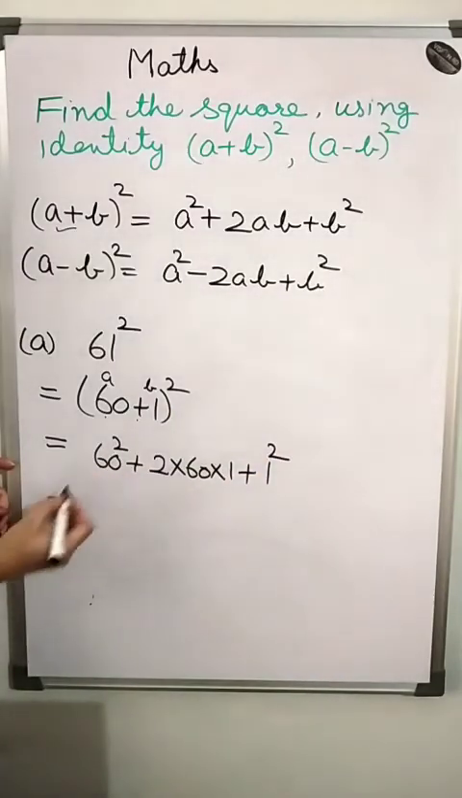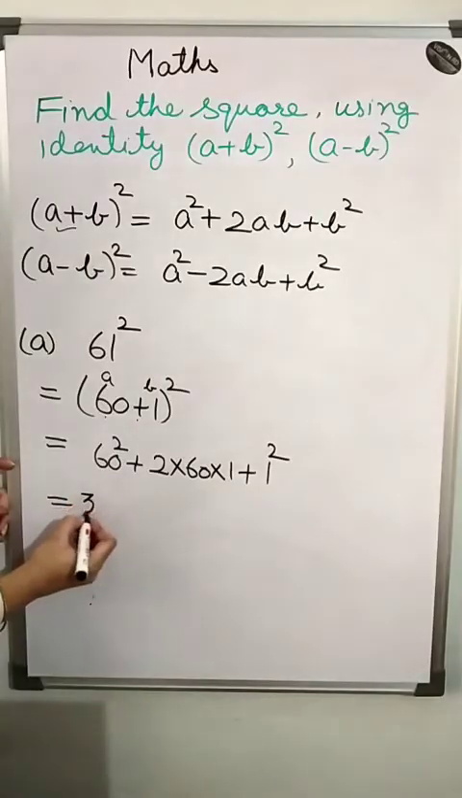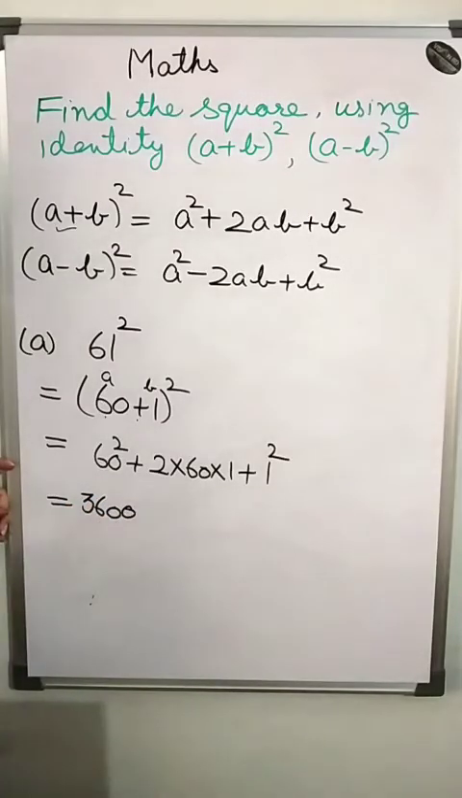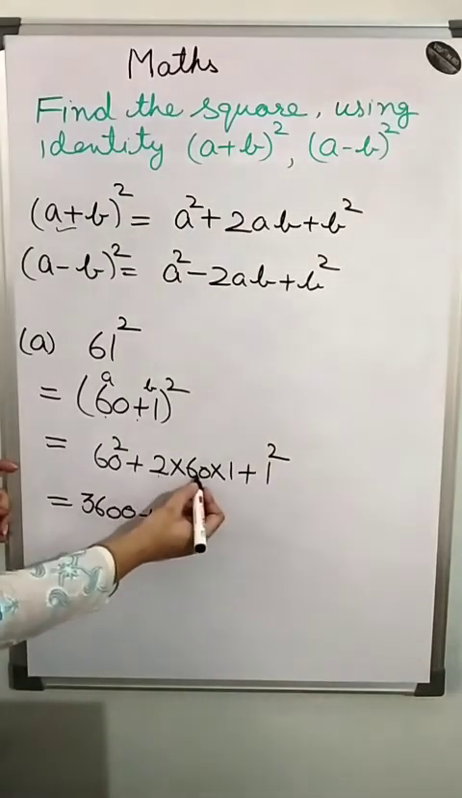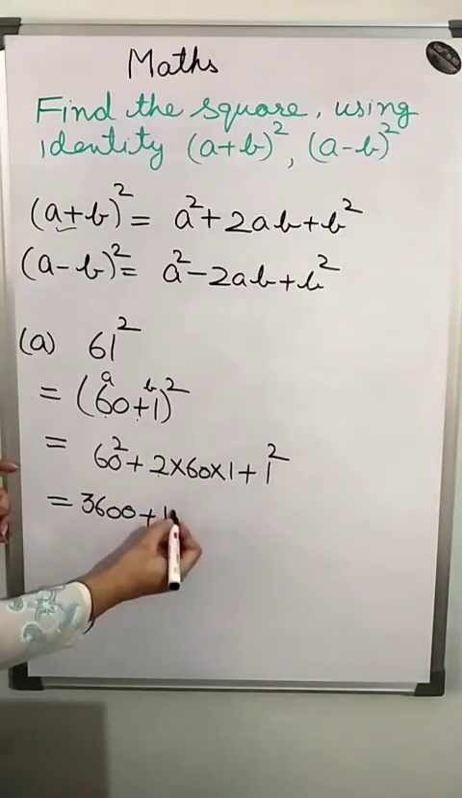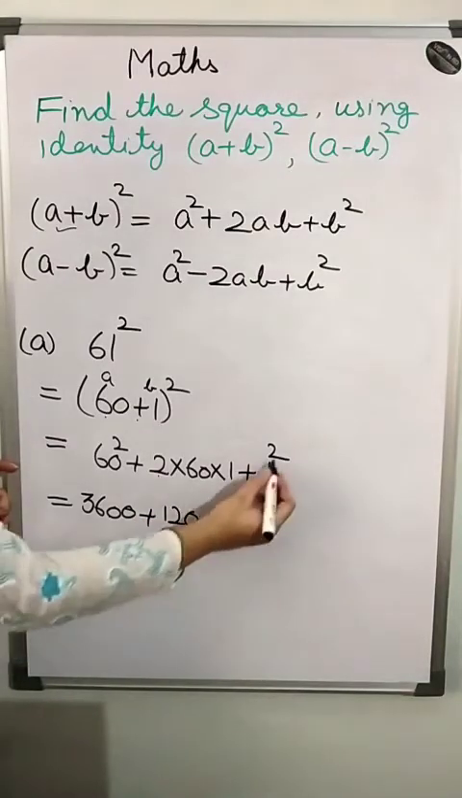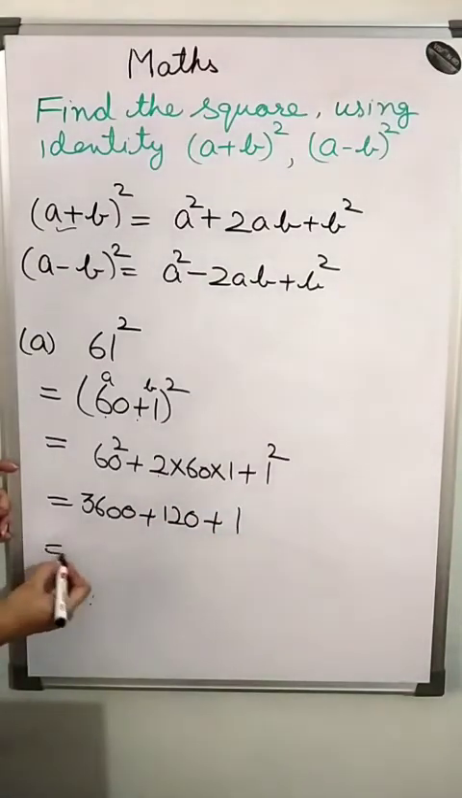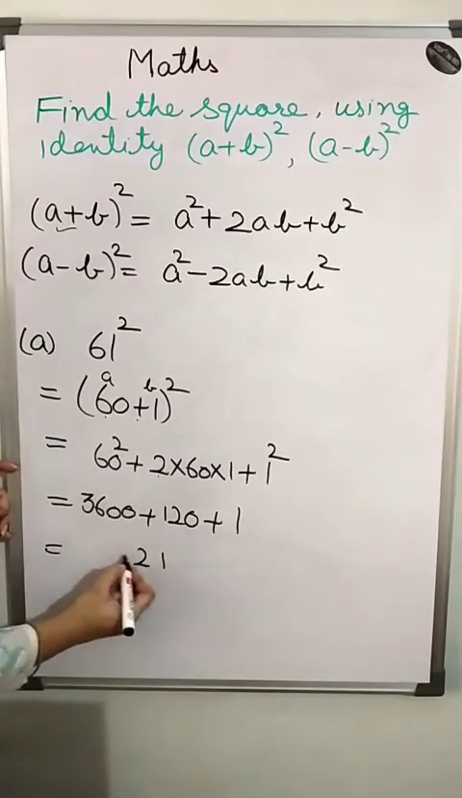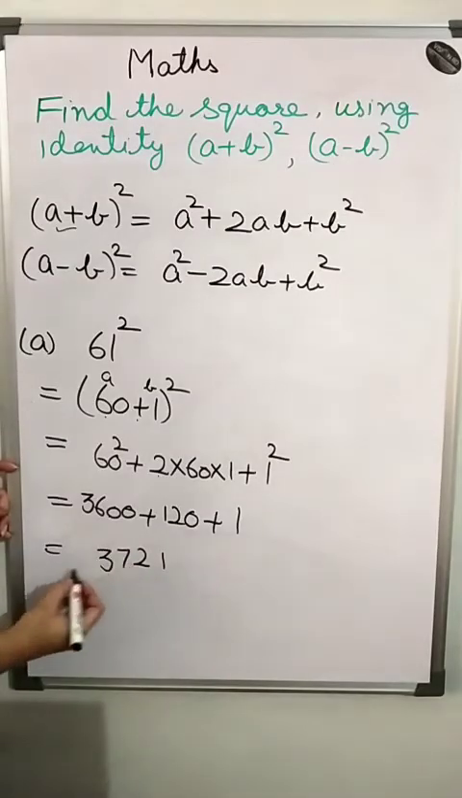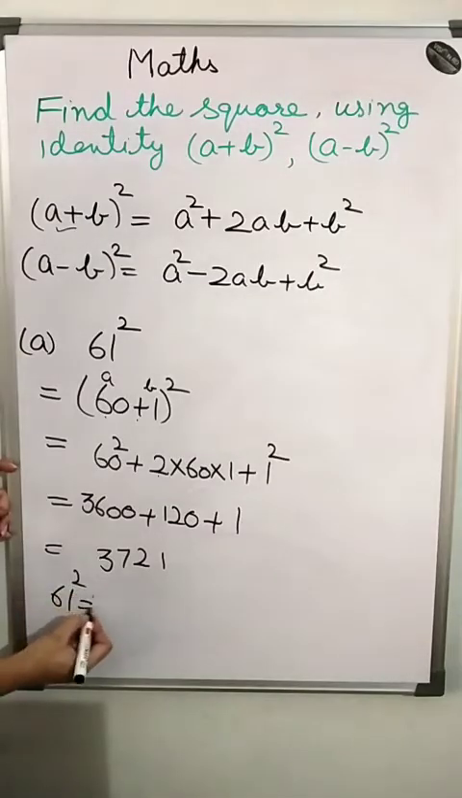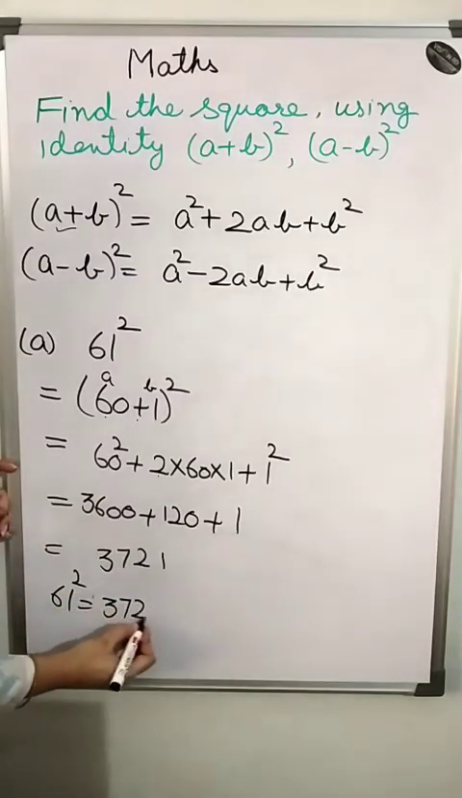60 square, 6 into 6, 36. Then 0, so we put 2 zeros here, because we are doing a square. And 2 multiplied by 60 into 1 is equal to 120. Plus 1 square means 1. Now add them. 1, 2, 7, 3. So this is the answer of 61 square. So 61 square is equivalent to 3721.